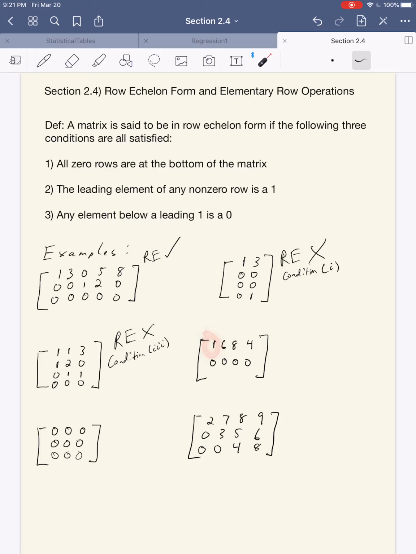Well, it is, so we're all good there. Any element below a leading 1 is a 0. Well, that is true, so we're all good. All 3 things are satisfied. This guy is in row echelon form.